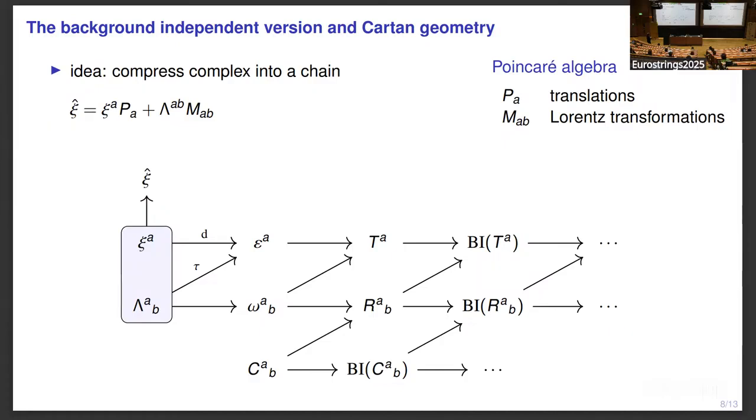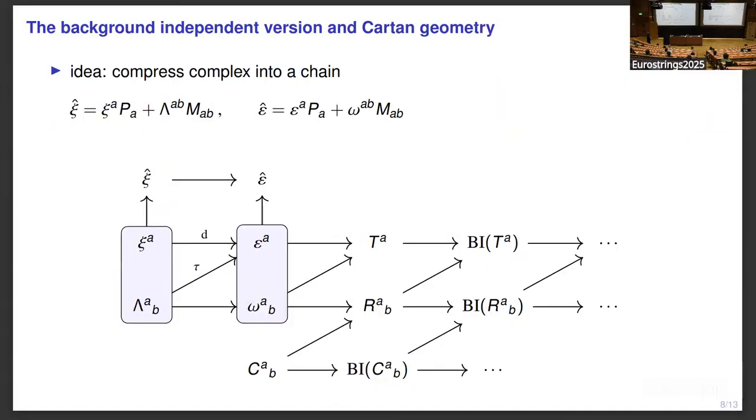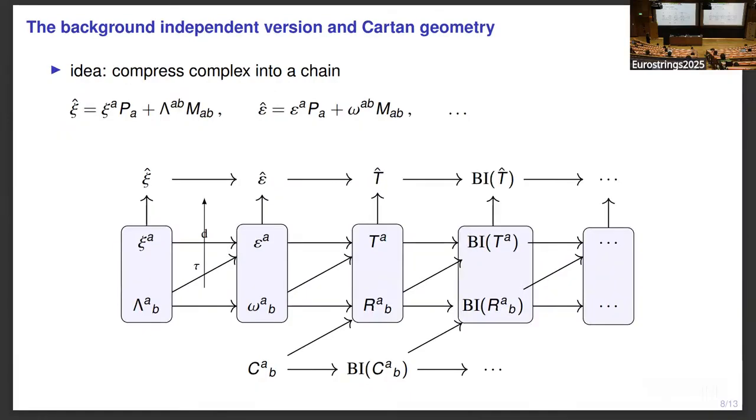And so what we are doing is we are looking first here at our diffeomorphism parameter and our Lorentz parameter, and we can actually unify them into a Lie algebra valued element where we just take translation generators, pairing them with the diffeomorphism parameter and Lorentz transformations, of course, with the Lorentz parameter. And so that's why we get one unified object here. And we do the same here for the frame and for the spin connection here. Again, translations and Lorentz transformations. And the same can be done for the torsion, the curvature, and also for all Bianchi identities.